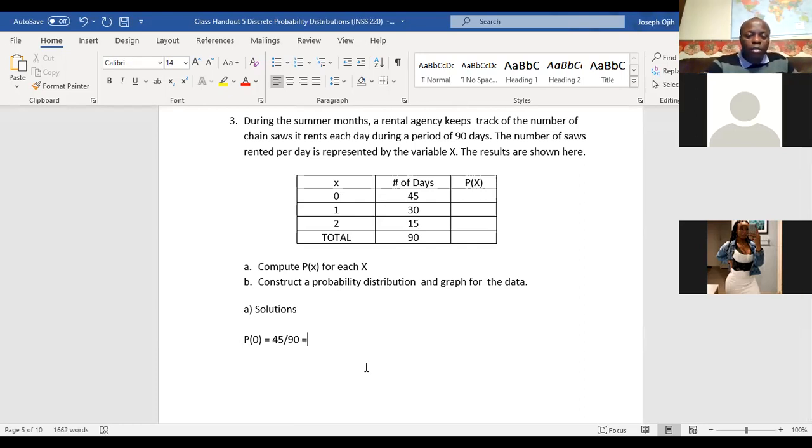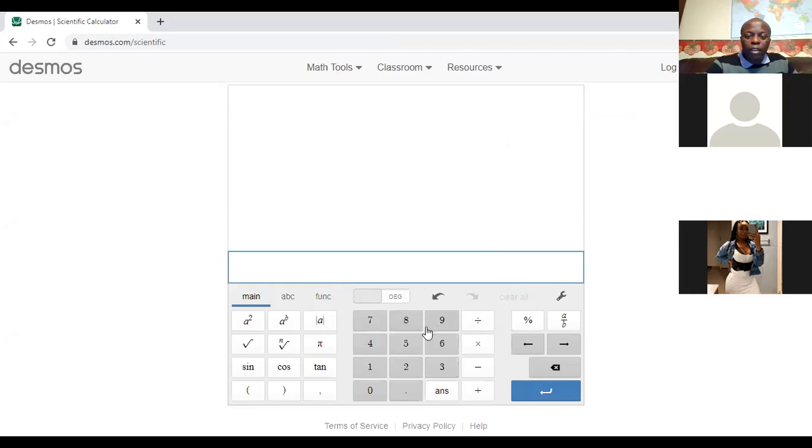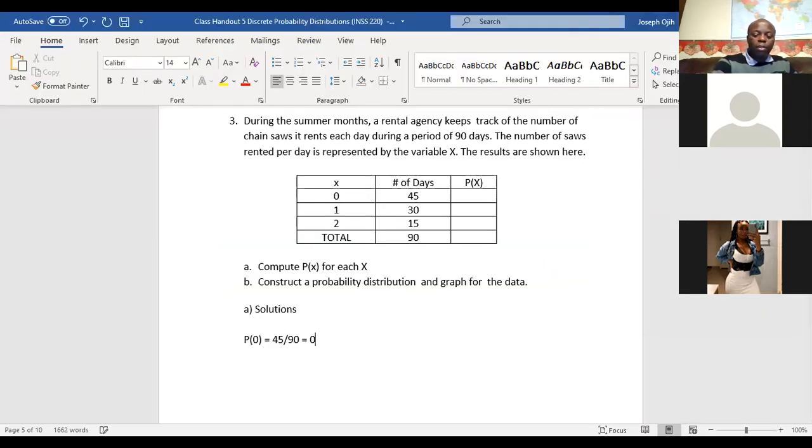We have 45 over 90, so 45 divided by 90 is 0.50. So I add 0.50 right there, and also here 0.50. This is the first one.